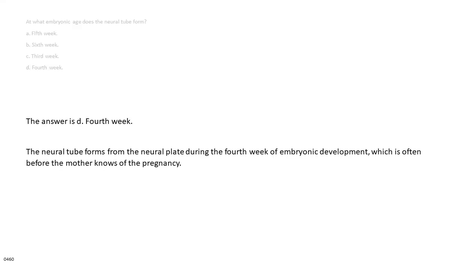The answer is D. 4th week. The neural tube forms from the neural plate during the 4th week of embryonic development, which is often before the mother knows of the pregnancy.